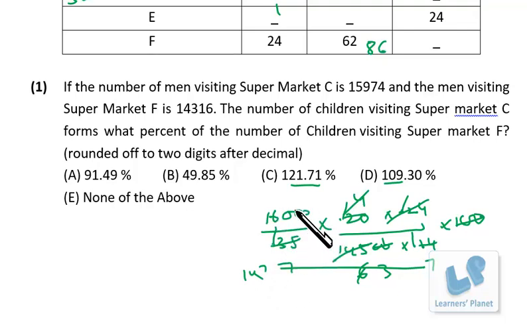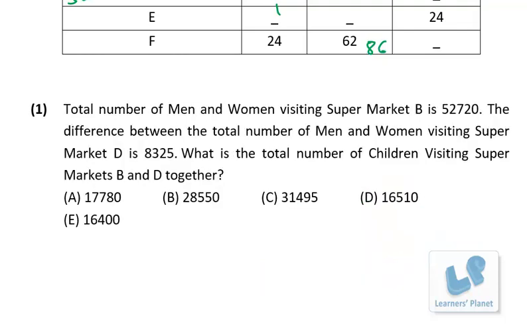So that will give an approximate value closer to 16,000. So we can take this as the correct option. Okay, no need for further calculation. 100% plus around 10%. I hope you are clear.